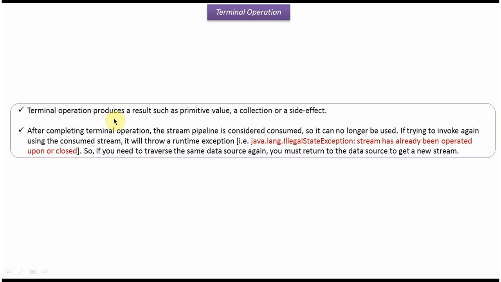A terminal operation produces a result such as a primitive value, a collection, or a side effect. After completing the terminal operation, the stream pipeline is considered consumed, so it can no longer be used. If we try to invoke it again using a consumed stream, we will get a runtime exception. The runtime exception is IllegalStateException.